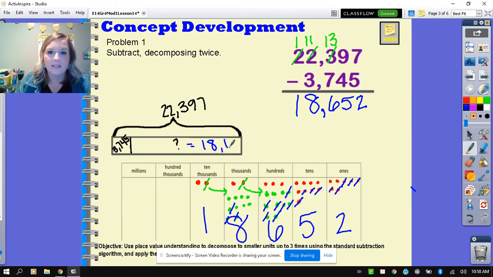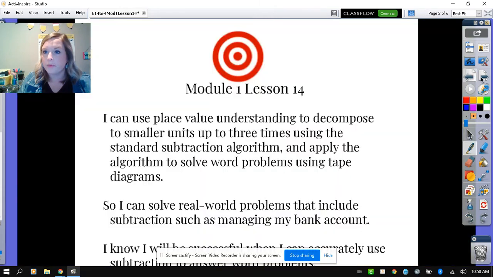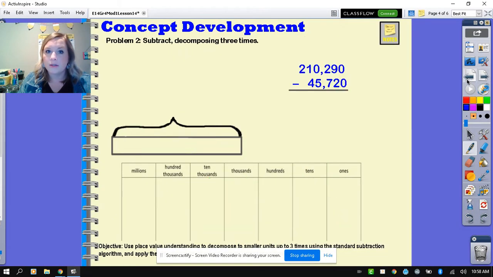18,652. Awesome. So now the only thing that we did different was that we decomposed multiple times rather than just doing it the one time. Every time that the number on the bottom is bigger than the number on top, we have to go next door and borrow. Okay, so now we're going to keep going. And this time it says we're going to decompose 3 times. So this is just going to keep getting bigger and bigger.